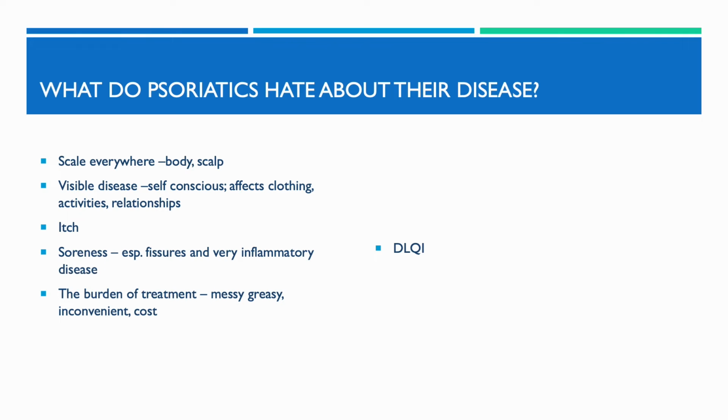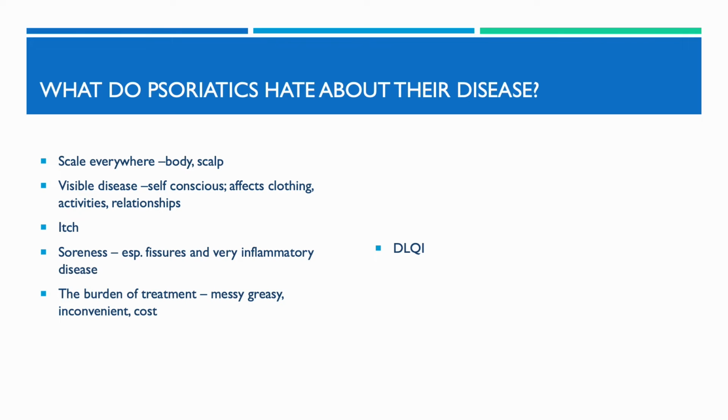What do psoriatics hate? Well, one thing they really hate is scale everywhere. So if they're away from home and they take their clothes off, they're very often self-conscious about all the scale that develops on dark carpets. They're very concerned about scale on their clothing from scalp psoriasis producing what looks like really bad dandruff.